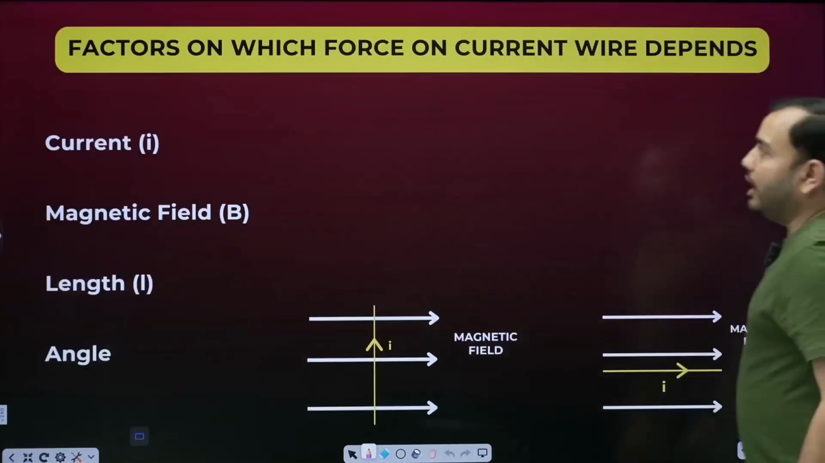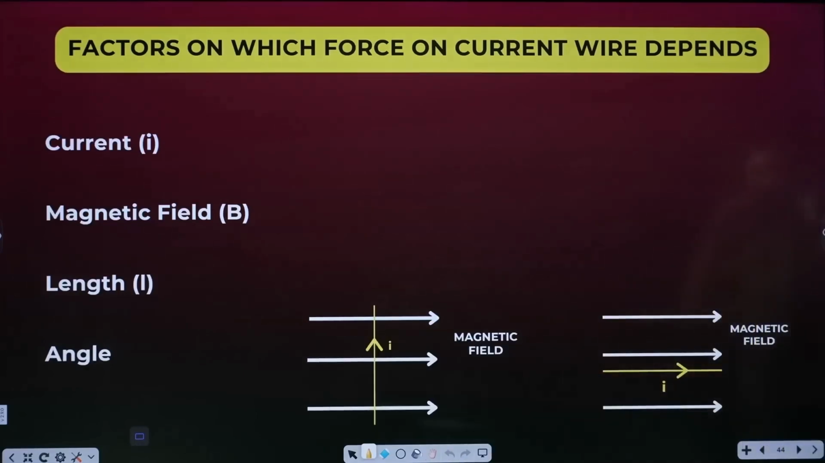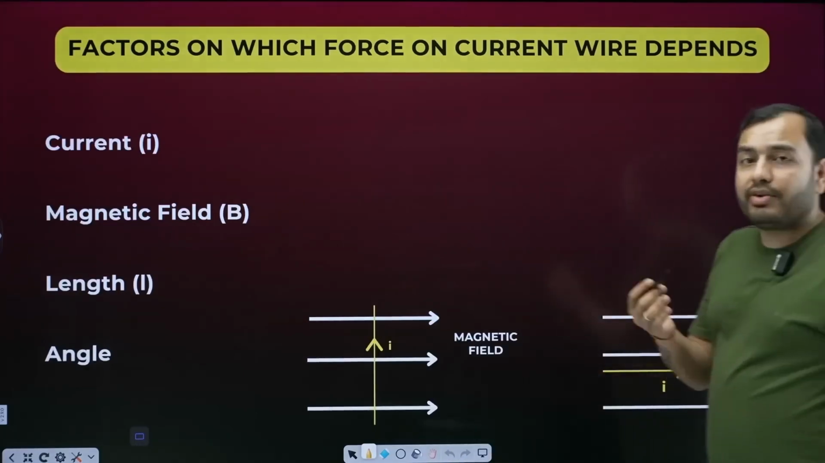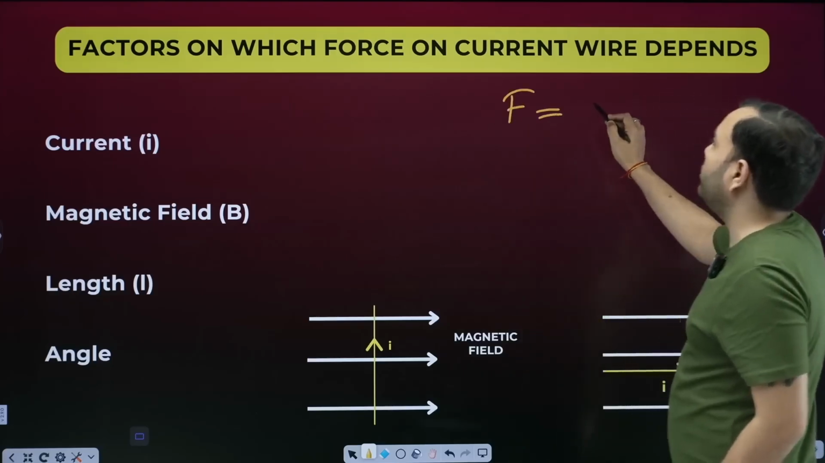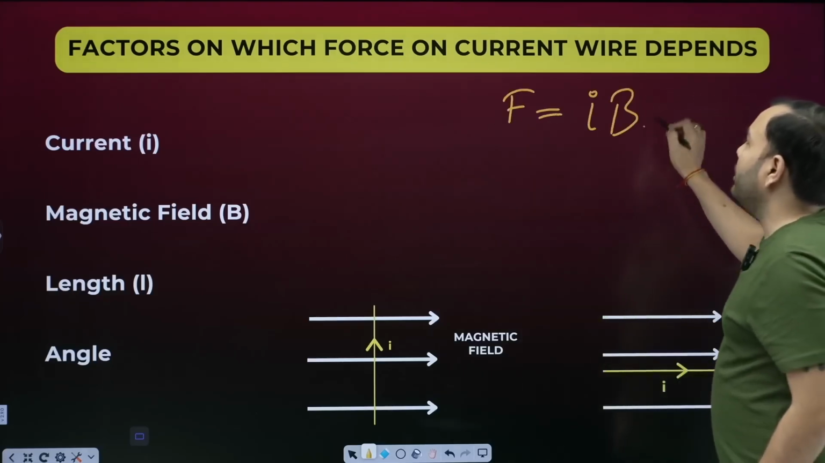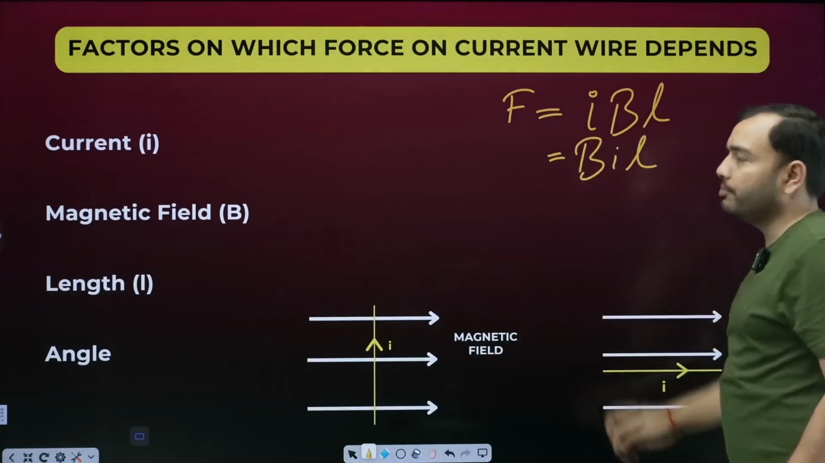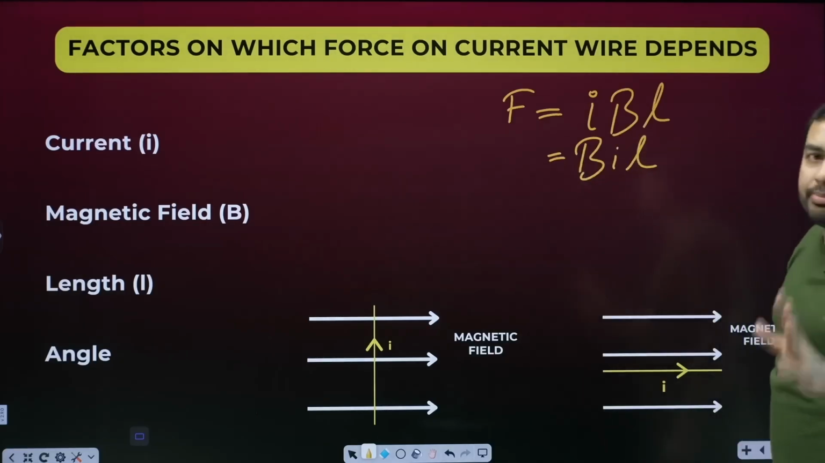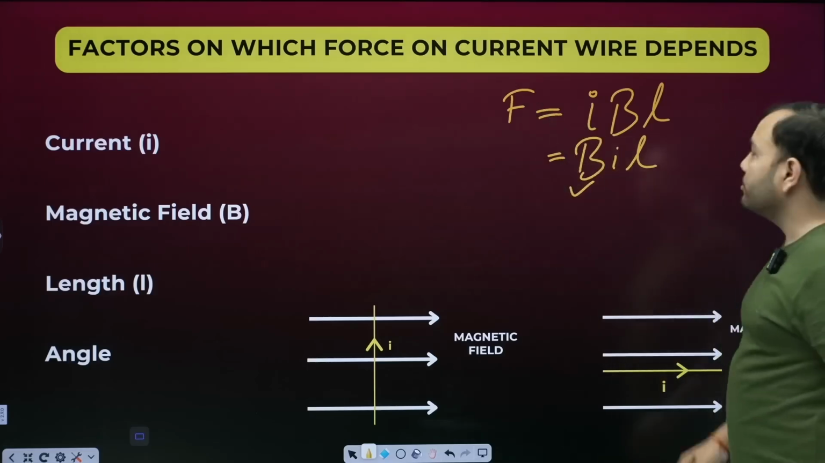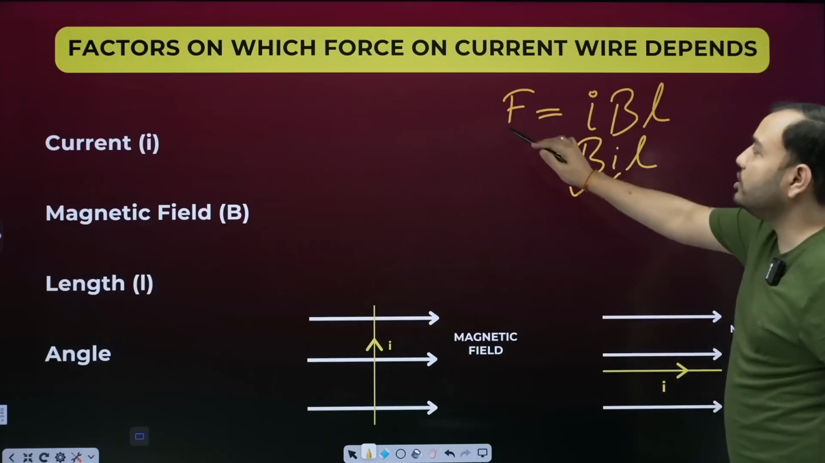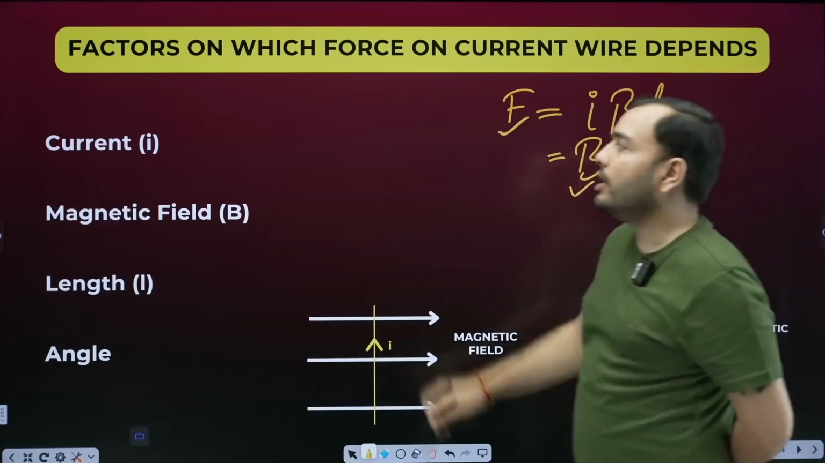Very good. Now look, factors on which the force on a current carrying wire depends. On which factors does it depend? Beta, this force's formula is not in your syllabus. You memorize it: B, I, L. The more the magnetic field, the more the force. The more the current in the wire, the more the force. The more the length of wire, the more the force.